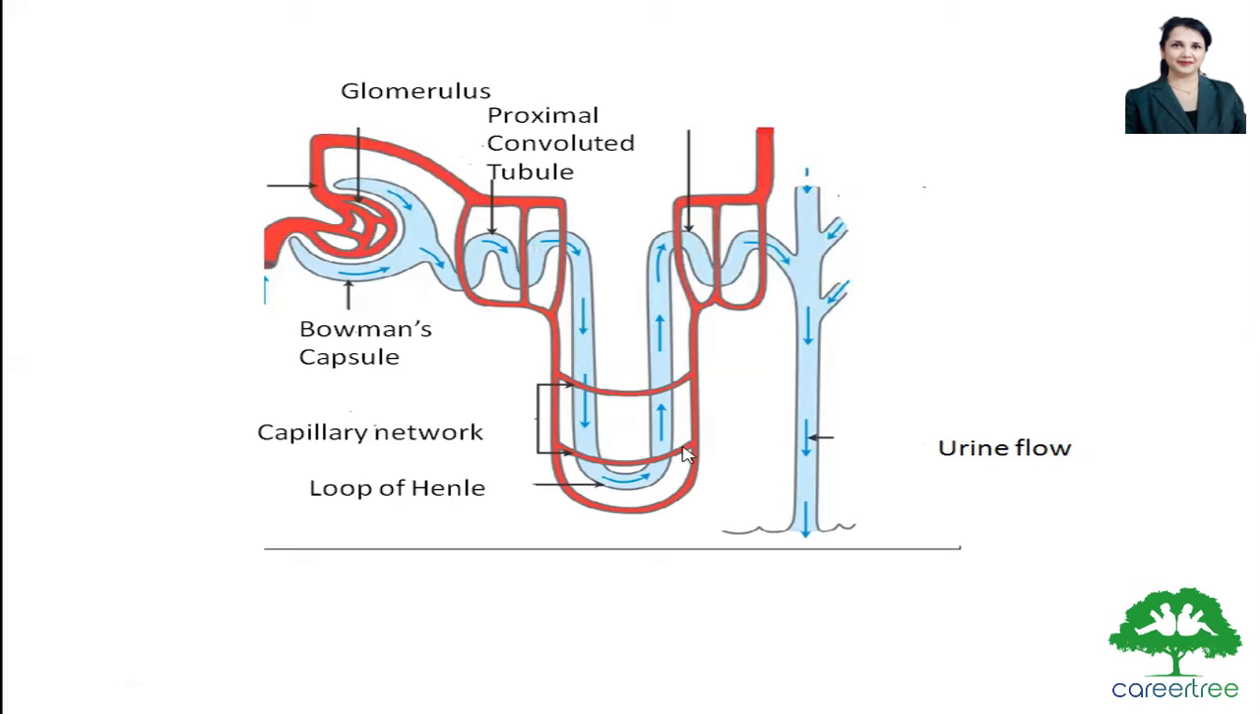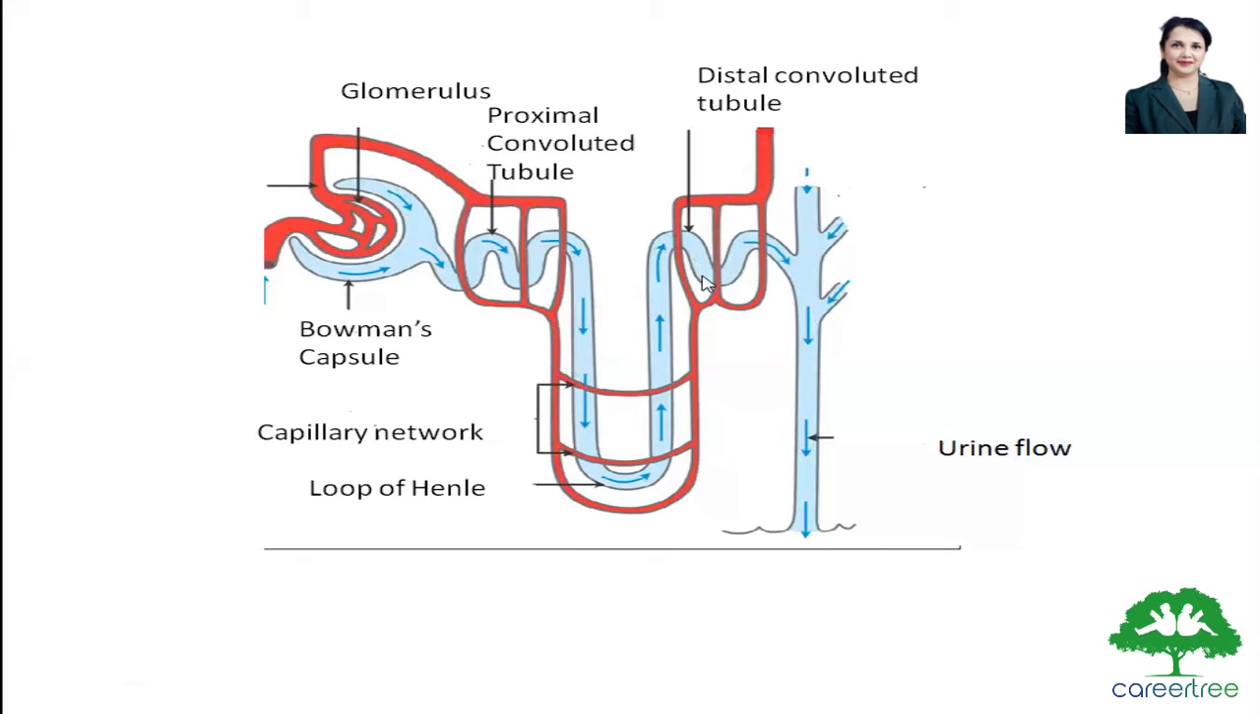This is the loop of Henle. From the proximal convoluted tubule now comes a tubule which is U-shaped and called the loop of Henle because the scientist Henle discovered it. This is the descending limb of the loop of Henle and this is the ascending limb of the loop of Henle.